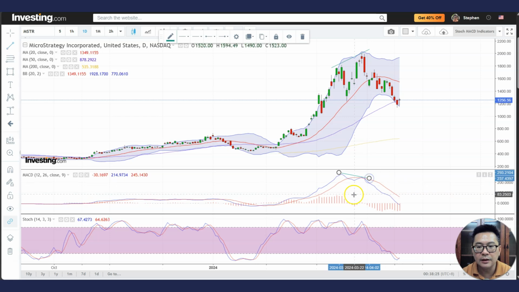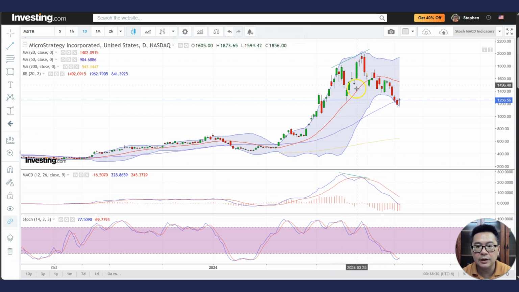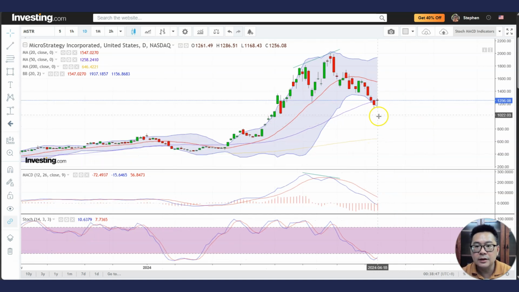Here the MACD lines make a lower high, a bearish cross, and you can see how damaging it is. So sometimes you should not ignore all these signs that the MACD and the Bollinger Bands give us. And here, when it fell below the 20 MA, it was a warning sign that things weren't that good at this moment.